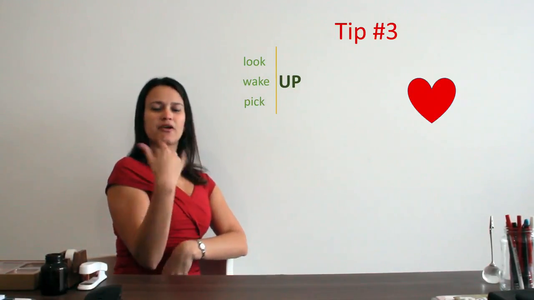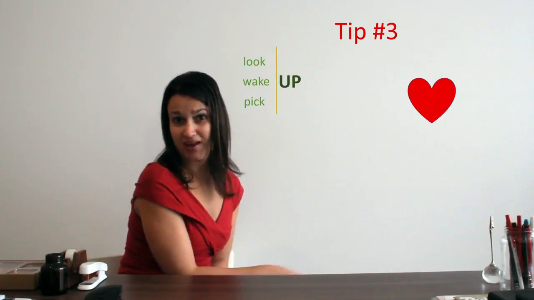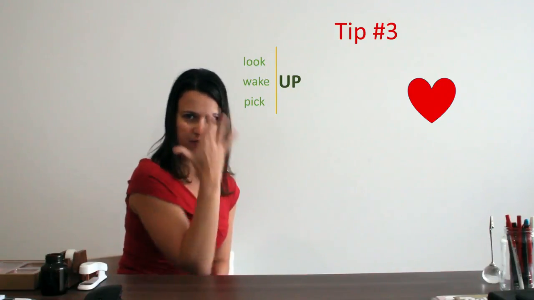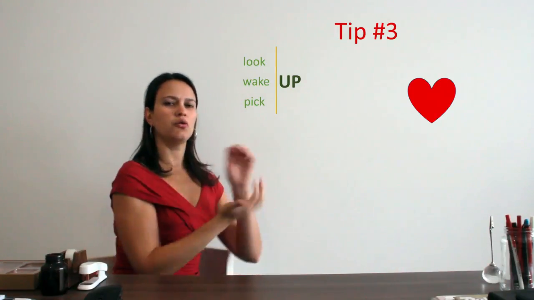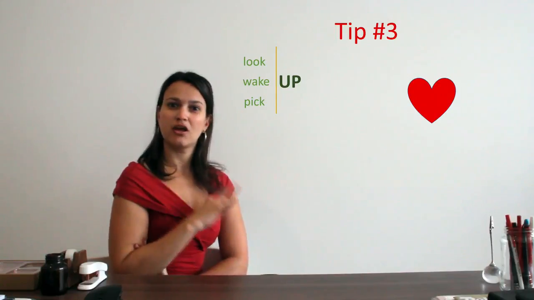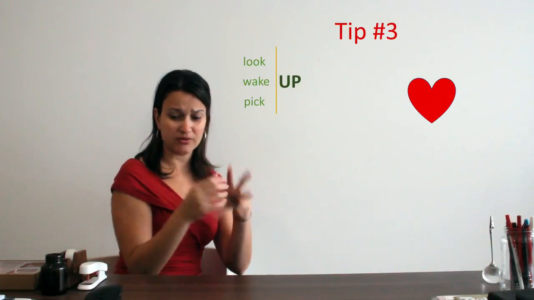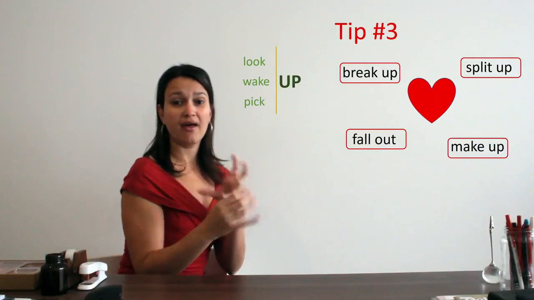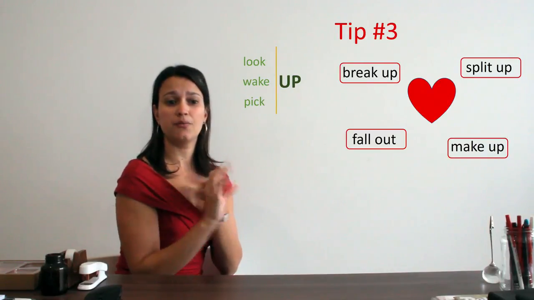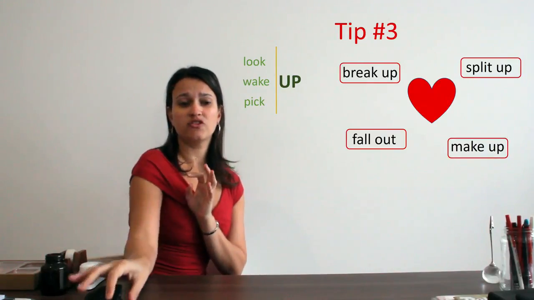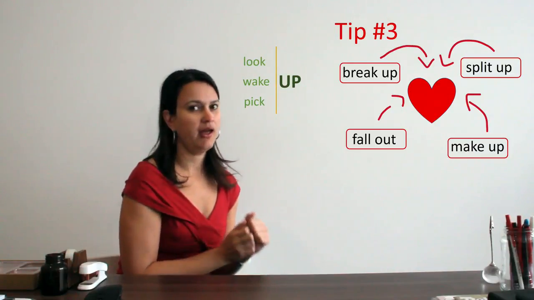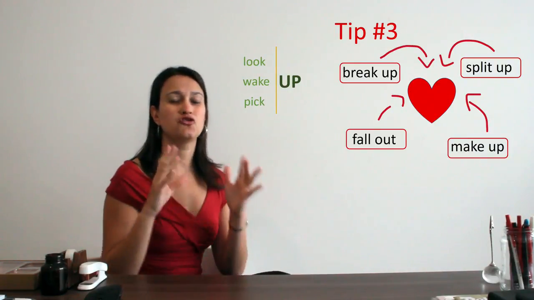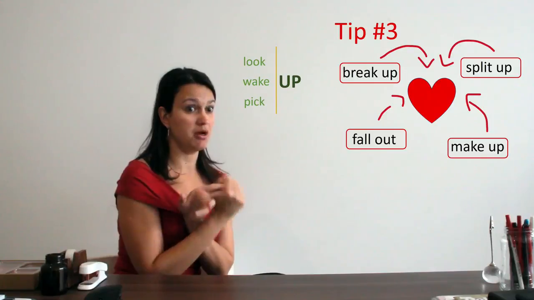So you should think about a context, which is, in our case, love and relationship. So instead of just going over the prepositions themselves, you should think of a context and then see what surrounds it. In our case, we have the phrasal verbs break up, split up, make up, and fall out, which are all related to the same topic. And that makes it so much easier for you to understand and remember them.